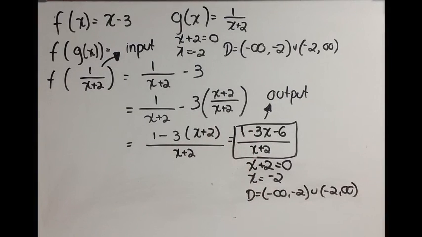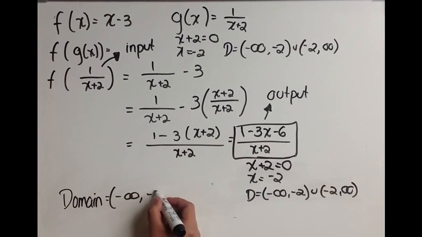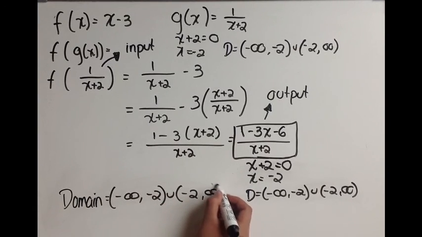And we will make the intersection. And as both domains are the same, our domain will be the same: minus infinity to minus 2, union, minus 2 to plus infinity.